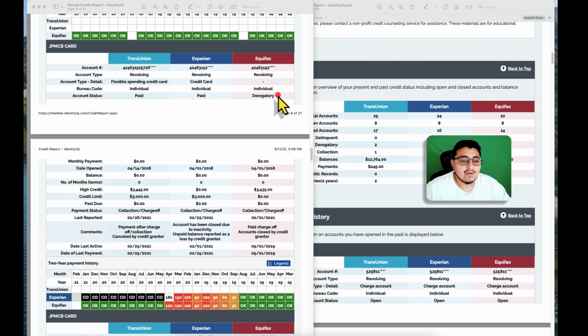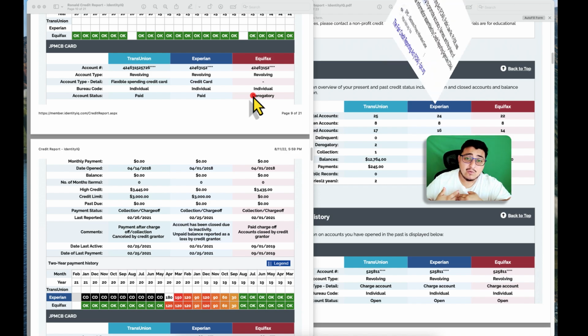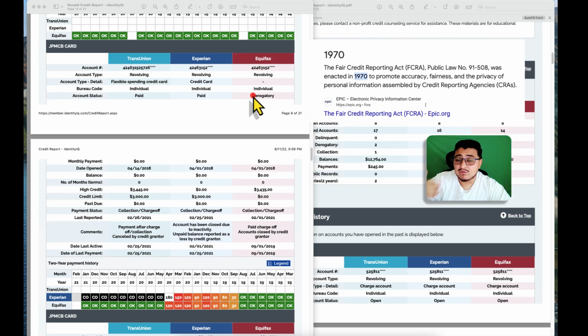Account status: paid. But look at this: derogatory. How can an account be paid? Paid means good standing. How can it be paid and then be in derogatory status? It makes no sense. Again, inaccurate information. This is coming from the horse's mouth. This is not coming from the credit bureau. This is coming from the company reporting it. So you already got them.